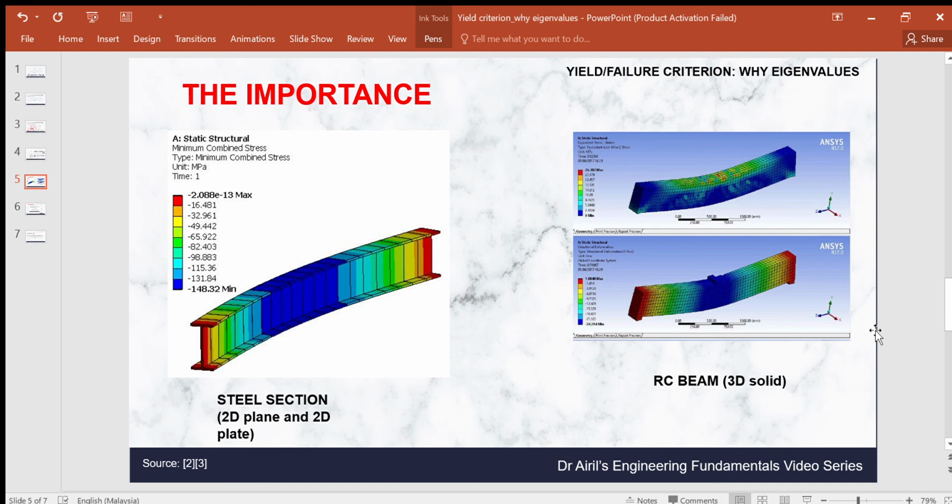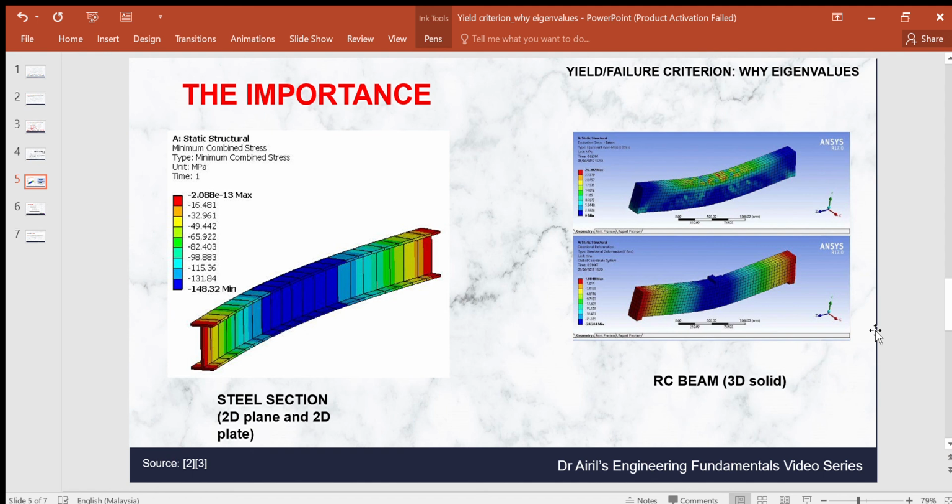Now, as you can see in this figure, we have 2 figures. The first figure is the modeling of a steel section employing 2D elements. For the web, it uses plane stress, and for the flange plates, it uses either plate or shell elements. But still, the elements are 2D, and for this 2D, we can use the Mohr circle equations for the principal stresses.